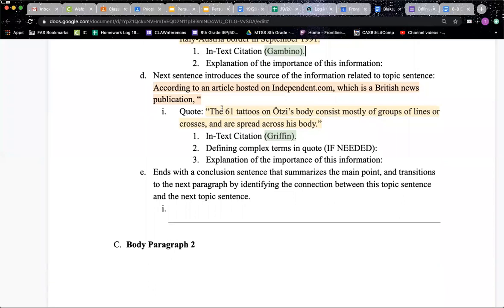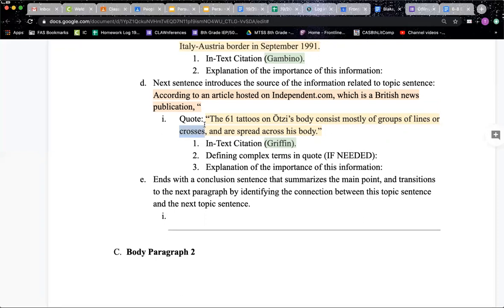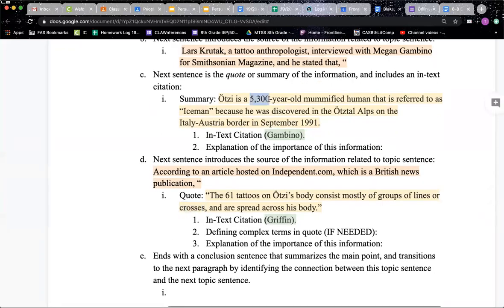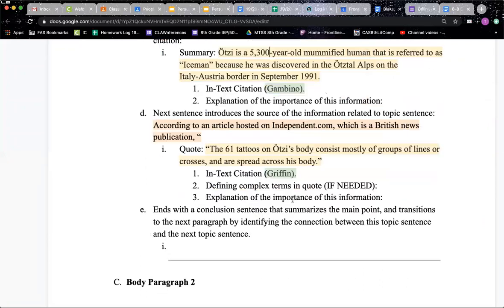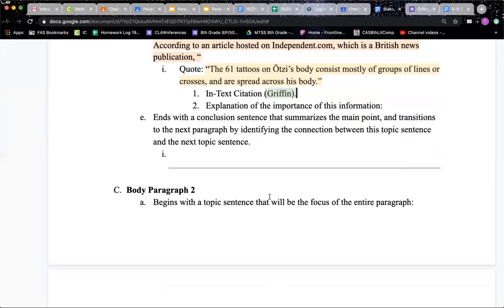Let's look at the next quote. The 61 tattoos on Otzi's body consist mostly of groups of lines or crosses and are spread across his body. A part of me was thinking about the need to define cross in terms of Christianity, but since he's this old, he's older than the crucifixion event, so I don't think there are any complex terms, so I'm just going to get rid of that point in my outline. Let's look at the next quote.